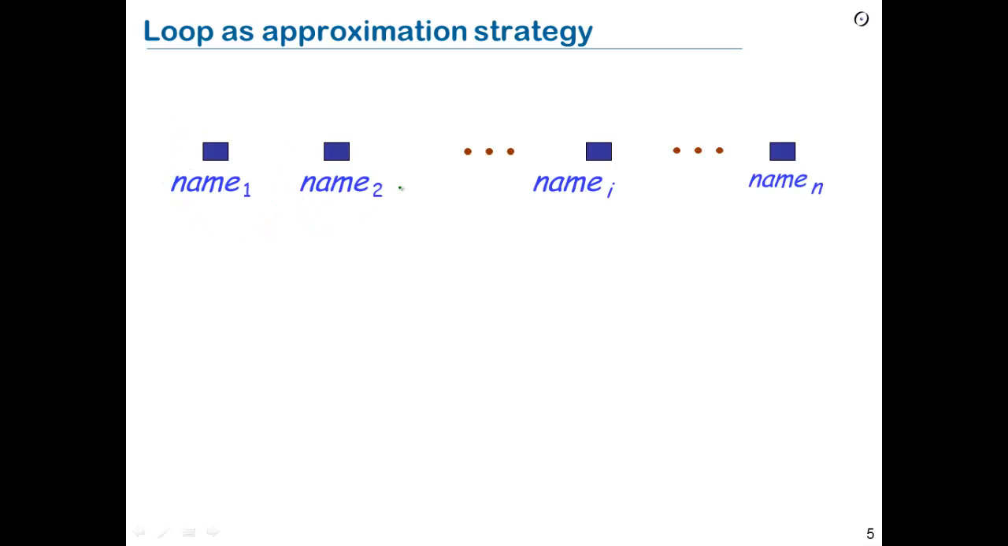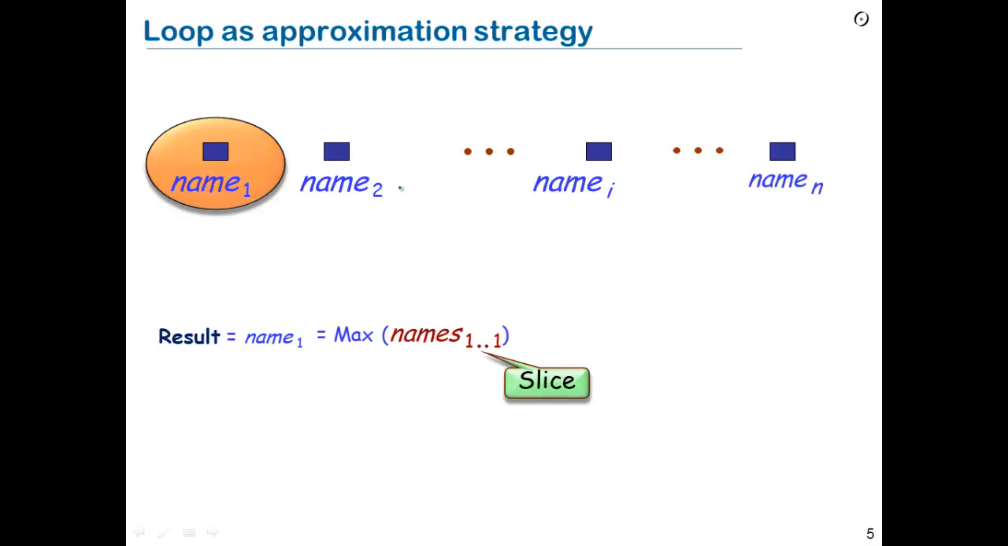So what does the loop do? At each step it's going to include one more element of this list. So the first time around, after the result having been initialized to empty, if the list is not empty, we assign to result name 1, since it's going to be the greater alphabetically of name 1 and the empty string. Another way of expressing this is to say that result is the maximum of the slice of the sequence of names, the slice from 1 to 1. So you understand this notation.